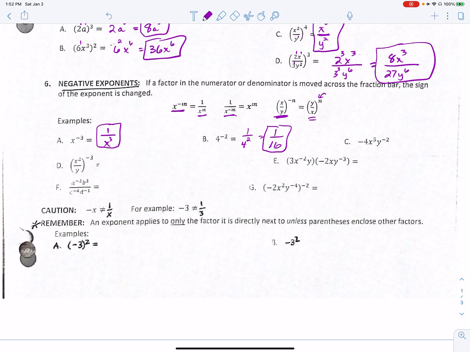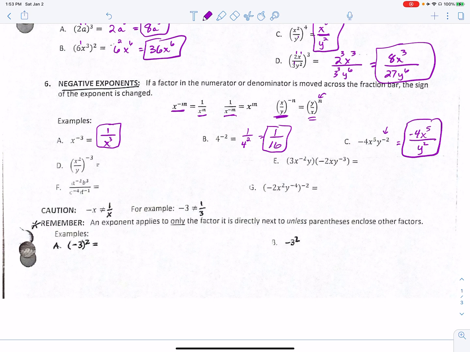Now on this next one, the only negative exponent is the base of y raised to the negative 2. So we are going to leave the negative 4x to the 5th in the numerator and just drop and make it y to the positive 2, y squared in the denominator. That's the only piece that's raised to a negative exponent. So that's the only thing that's going to change.